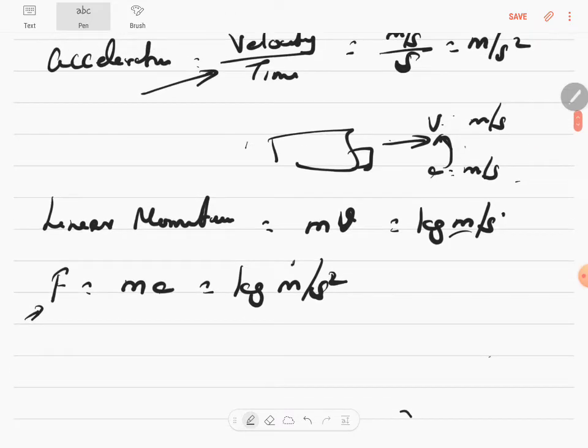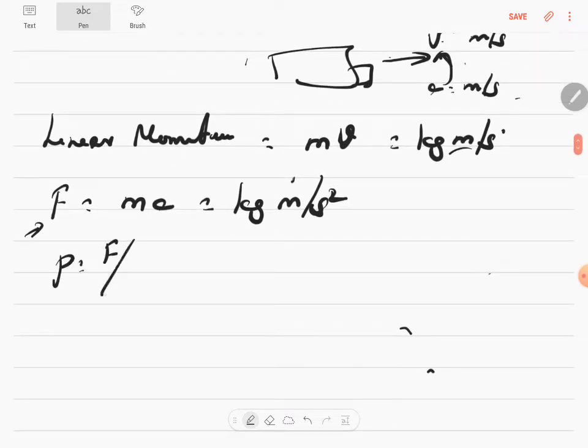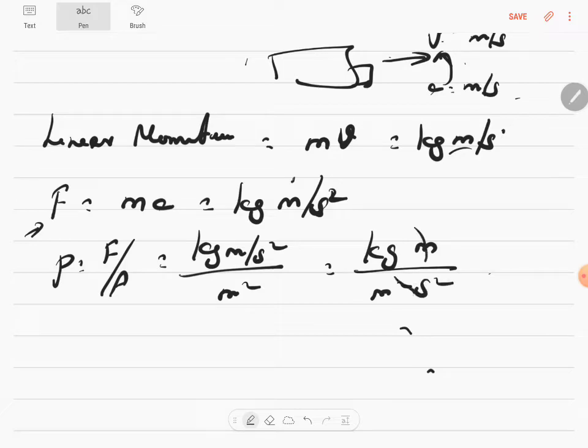Momentum is equal to mass into velocity. Then pressure is equal to force by area. Force itself is kg meter per second square as per the above formula. Area is meter square. So it's kg meter by meter square second square. The meter gets cancelled, so kg per meter per second square is the unit for force per unit area. Area is always meter square. Length is in meters. Area will be meter into meter, so meter square. Volume will be meter into meter into meter, meter cube.